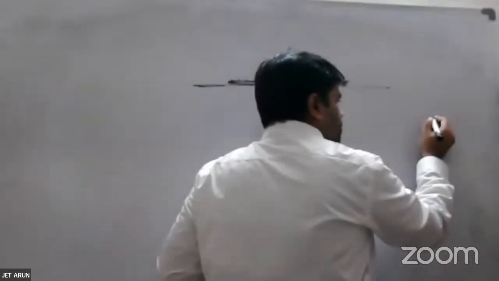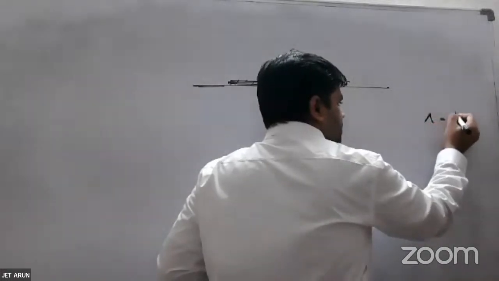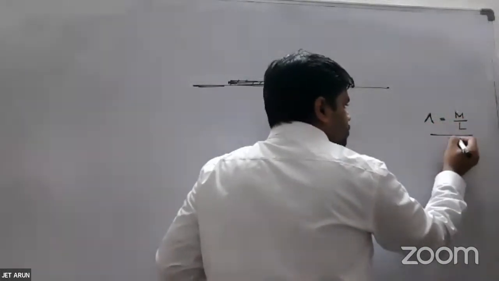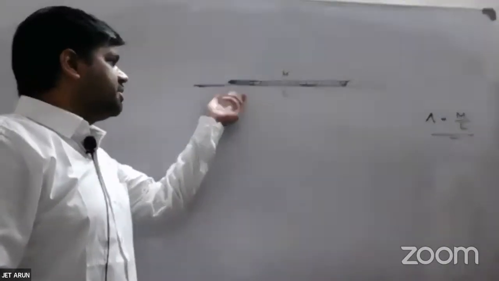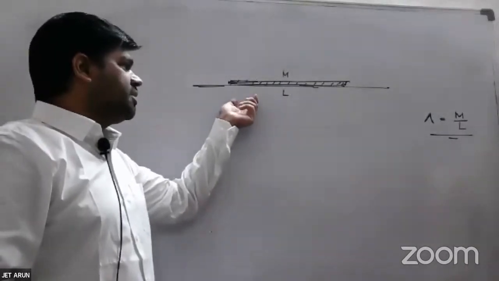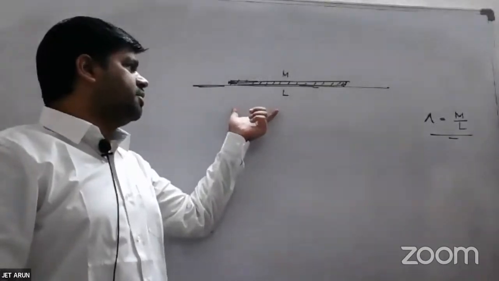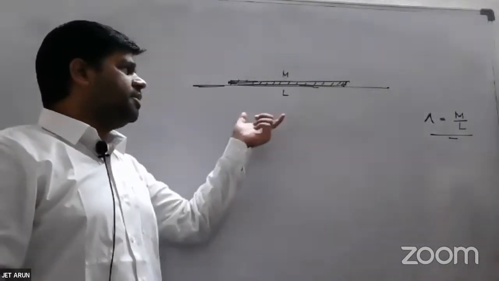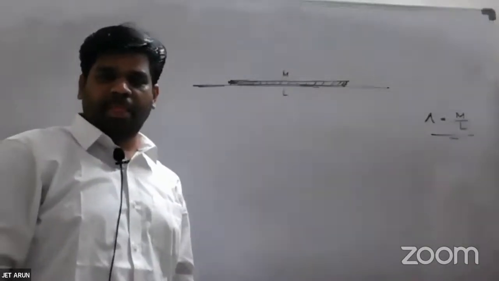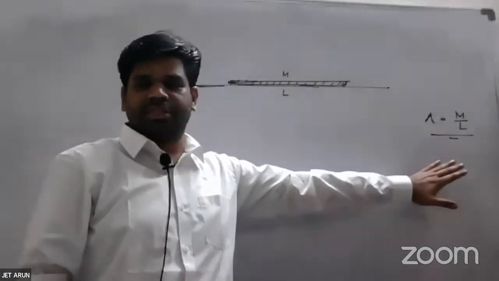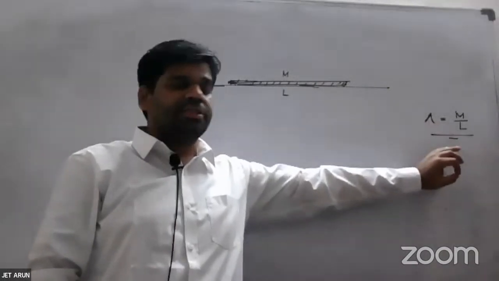So mass per unit length, represented by lambda, is m by l. So mass per unit length is lambda. If I take unit length, its mass is going to be m by L into 1. If I take 2 units, how much will the mass be? M by L into 2. Alright, length times lambda will give me mass, because this is called linear mass density. So linear mass density, represented by lambda, is mass per unit length, m by L.